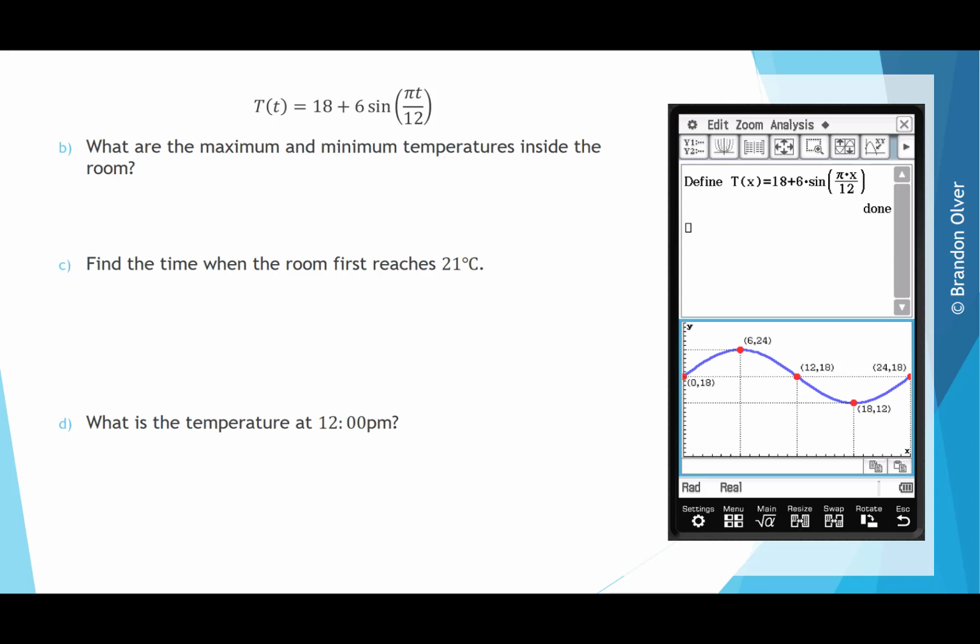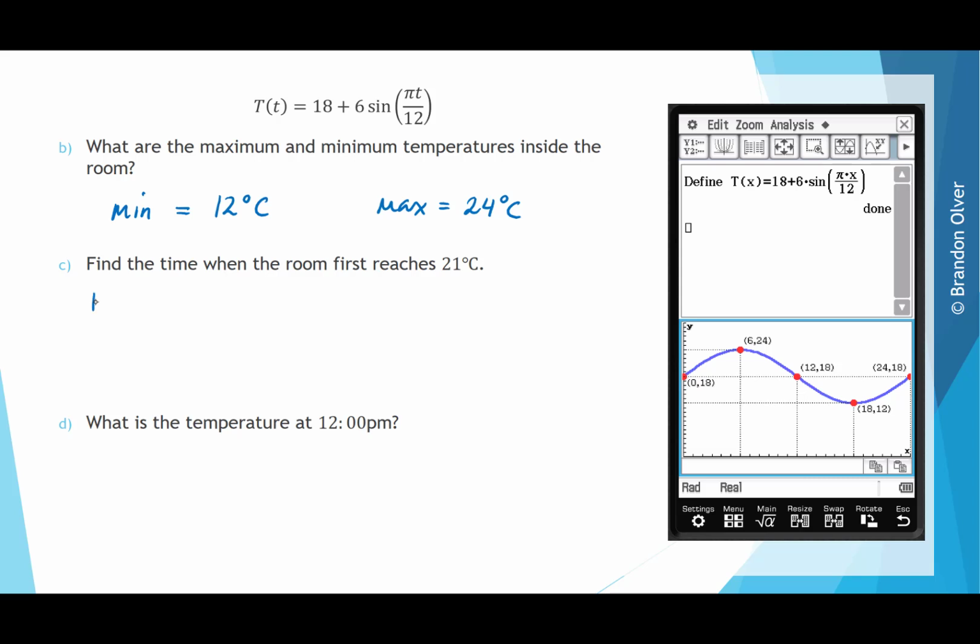For part B, we're asked what are the maximum and minimum temperatures inside the room. Looking at the graph screen to the right where we've marked on the maximum and minimums, we can see that the minimum temperature is equal to 12 degrees Celsius and that the maximum temperature is equal to 24 degrees Celsius.